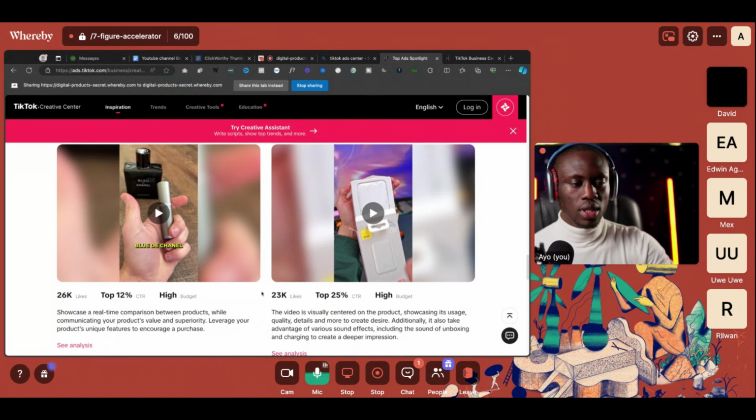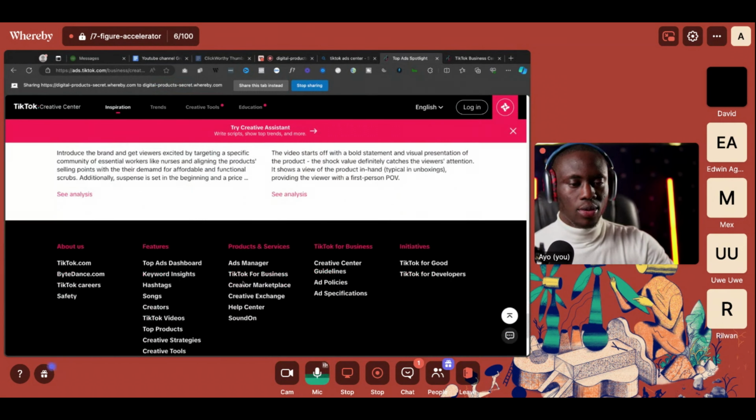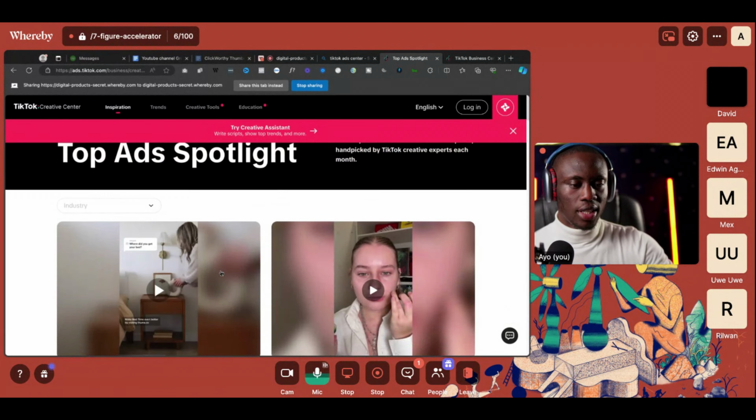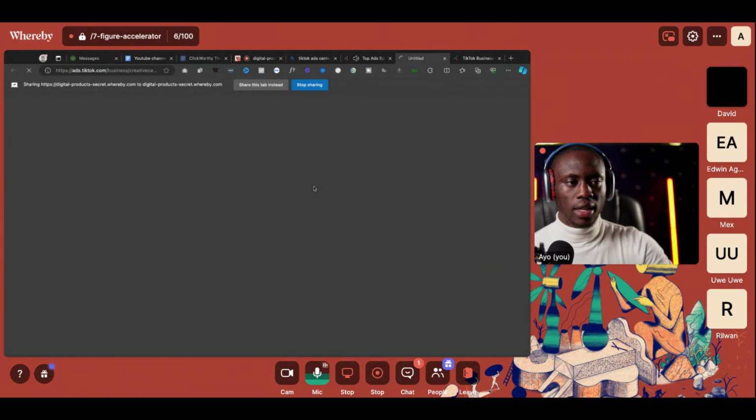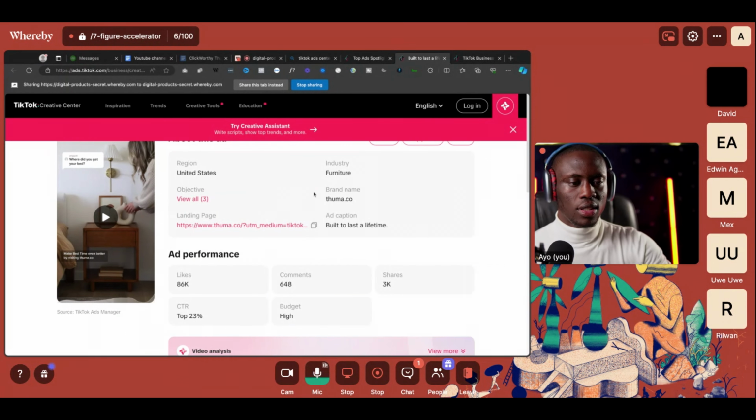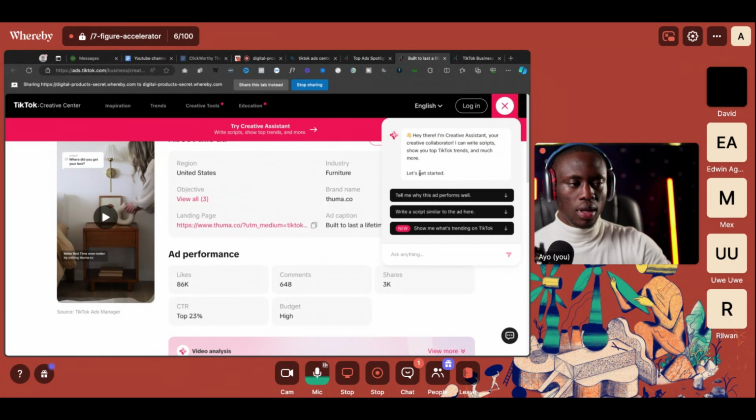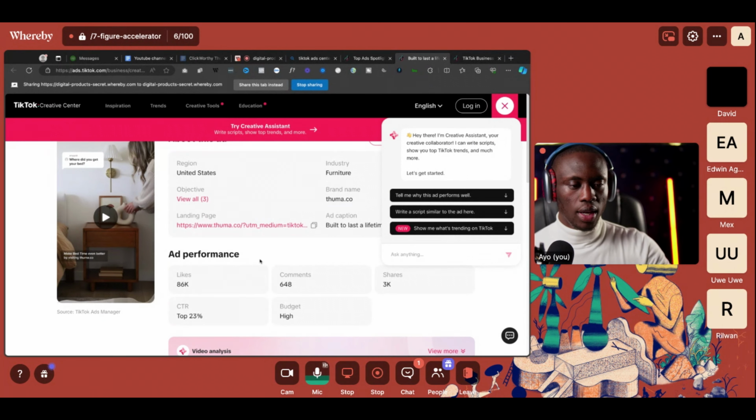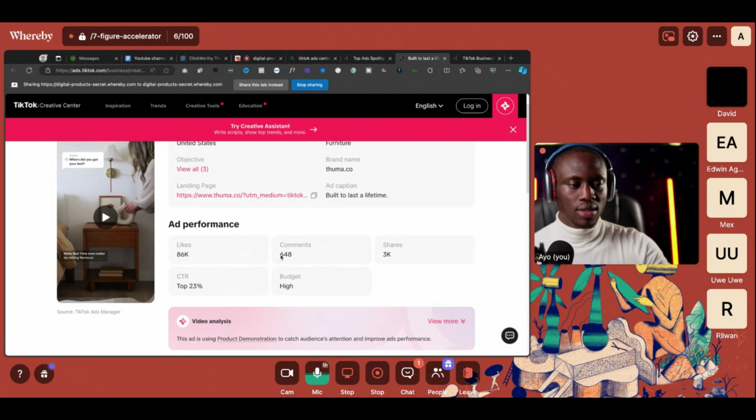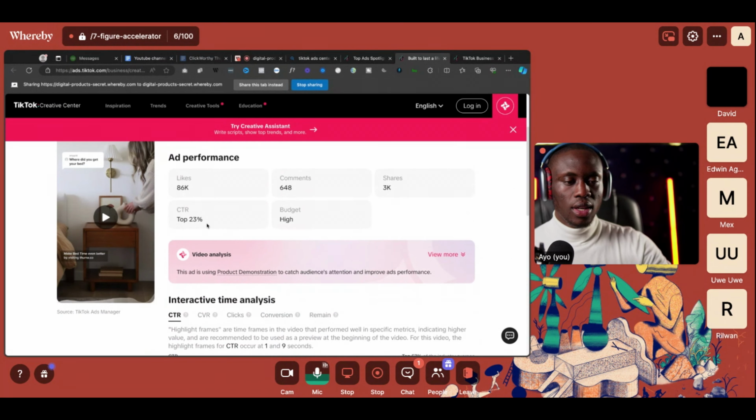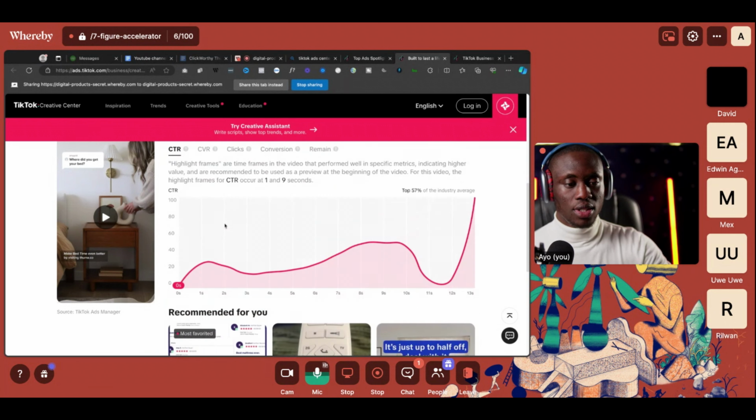All right. So as you will see here, these are ads that are currently running that are similarly the biggest performing ads on the dashboard. So this, for instance, is an ad for a bed, I guess. We'll see the analysis. Okay, so this is in the furniture industry. They have the brand name and the caption for it. So this has three objectives: product sales, conversion, and video views, right? And as you will see, it has 86K likes, 648 comments, 3K shares, and it has a high budget, but it's doing well because it has 23% CTR, which is huge.